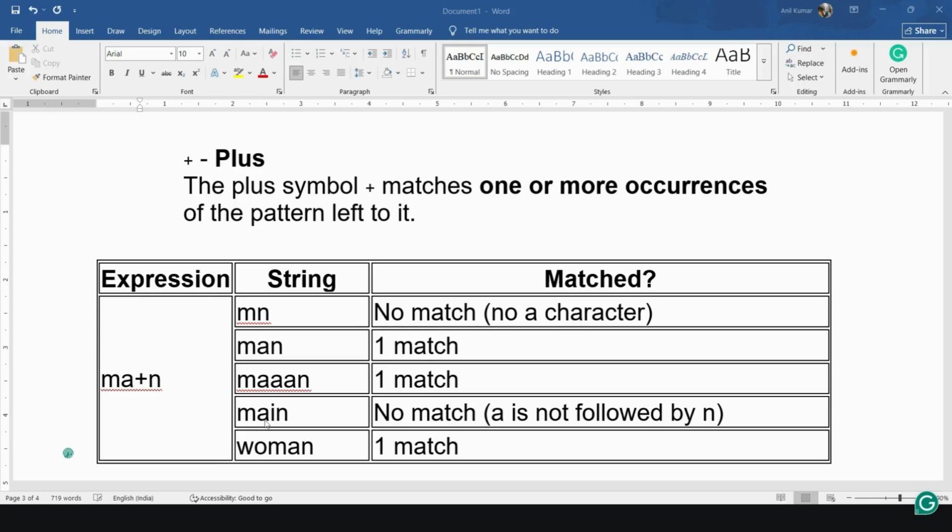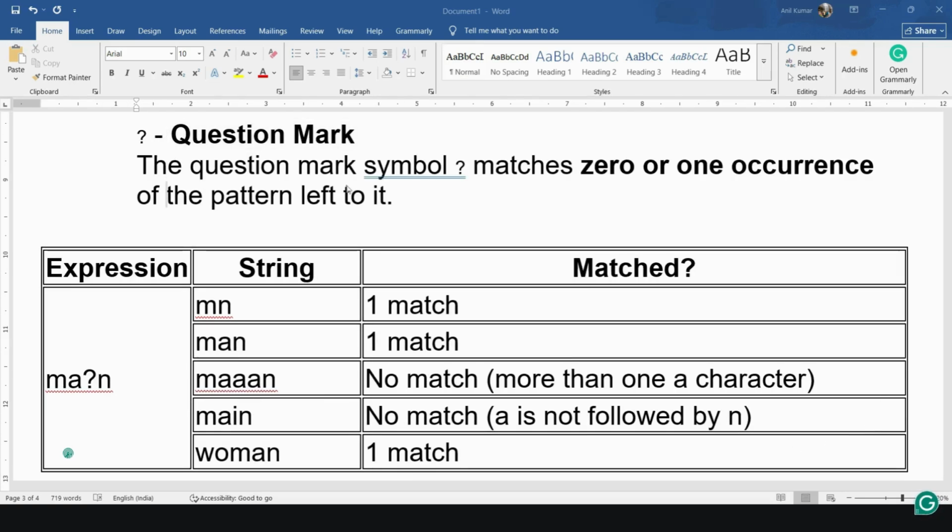And here a is occurring one time, but after a I should be getting n, but there is no n, rather we have some i, hence this is not matching. And "women", once again, this is also matching because a is occurring once here.